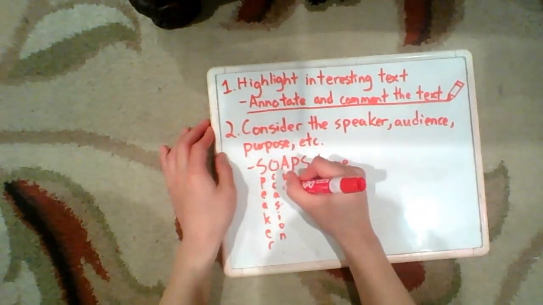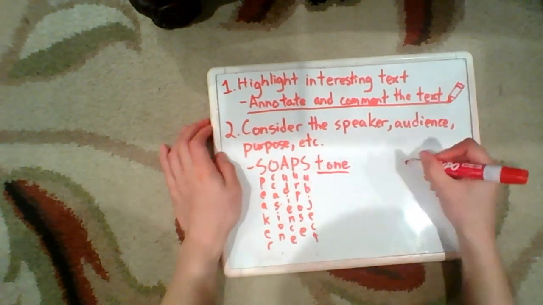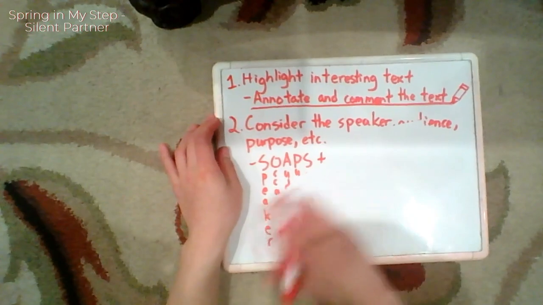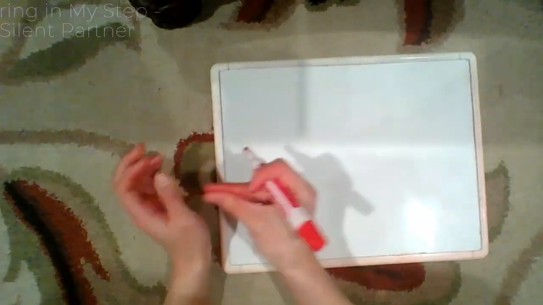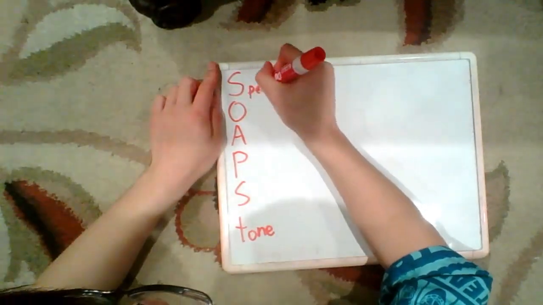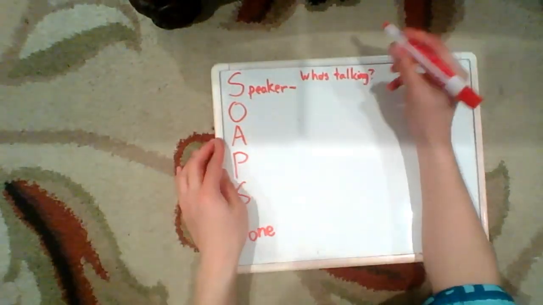And while you're reading, consider the SOAPSTone: speaker, occasion, audience, purpose, subject, and tone. You gotta consider those while you're reading. Okay, so let's go into detail about what you need to know.